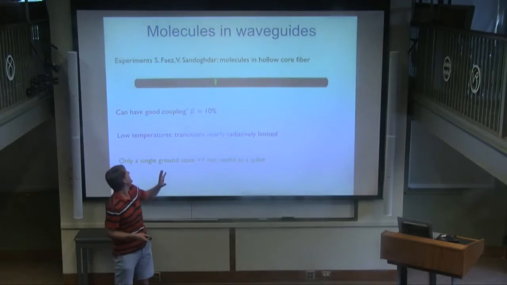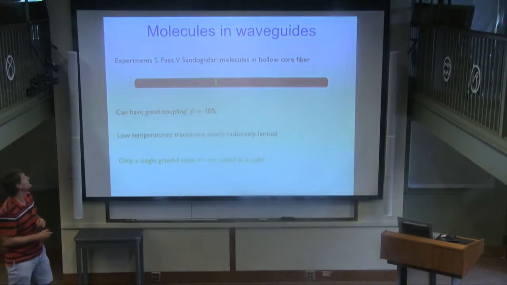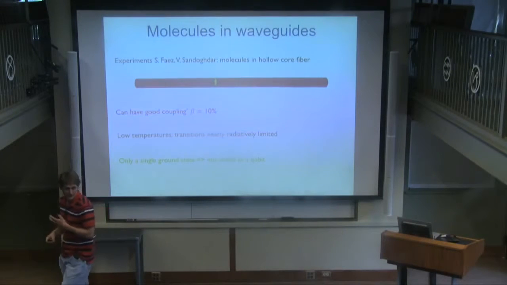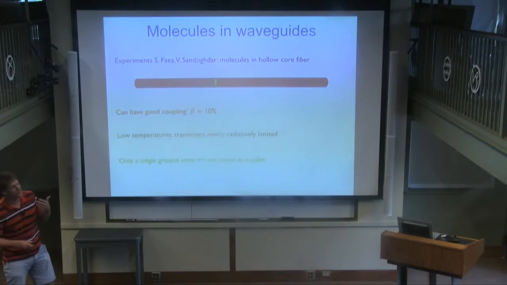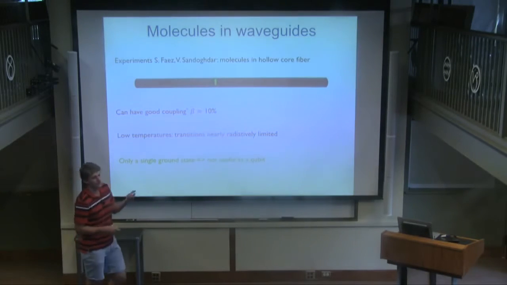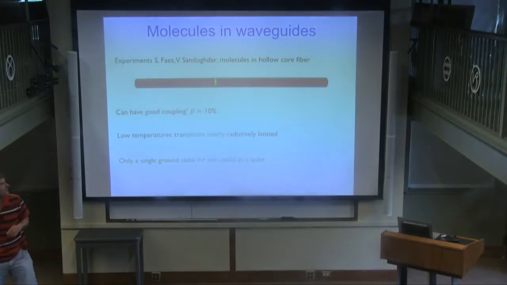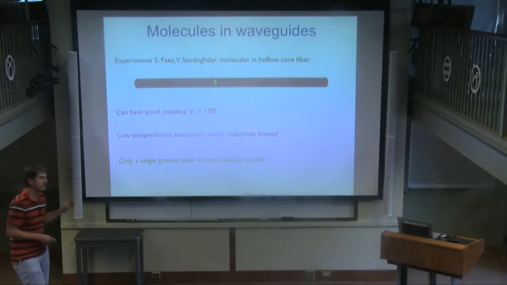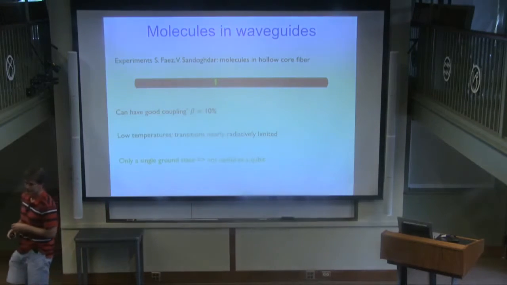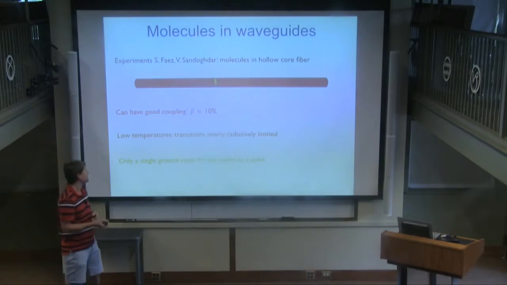What inspired us to do this was a discussion with Stanley Faez, who did some very nice experiments in the group of Sandoghdar. They took some organic molecules, put them into a hollow core optical fiber and cooled them down, and they found they can have a reasonably good coupling. Not very nice, no 99 percent, but they get 10%, which is a good start. A nice thing about these molecules is that at low temperatures they can have very nice lines. They can be nearly radiatively limited.